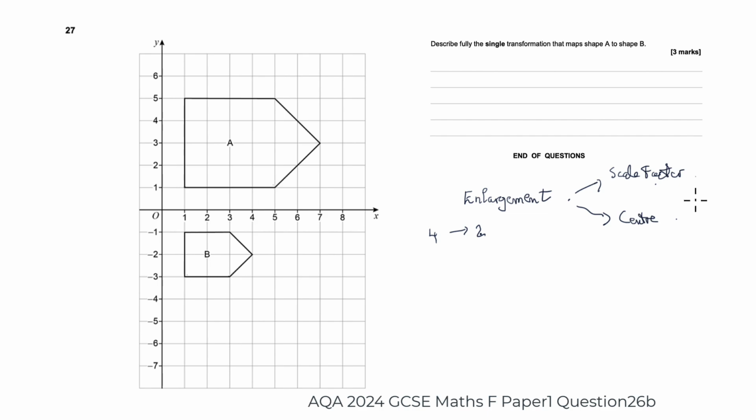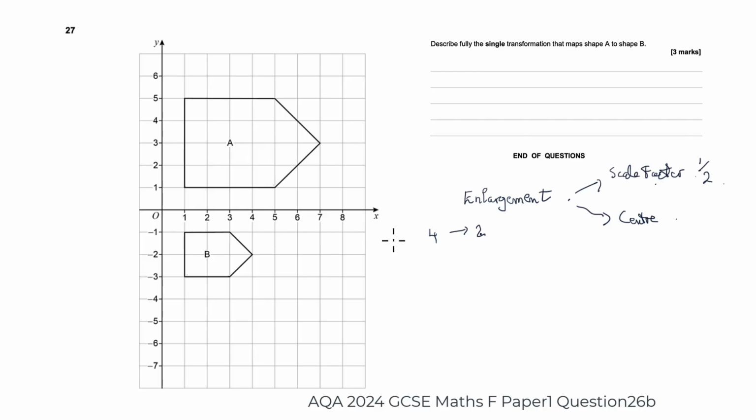So we'd say that the scale factor is 1/2. The small shape is a half of the larger shape when it comes to the lengths of all the sides, and that's how you'd work out the scale factor.